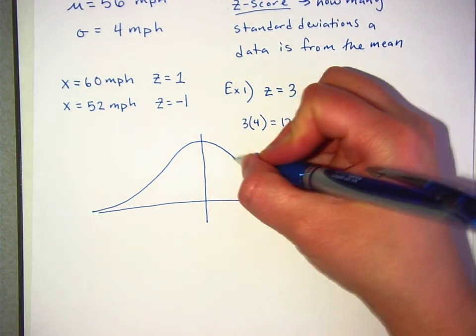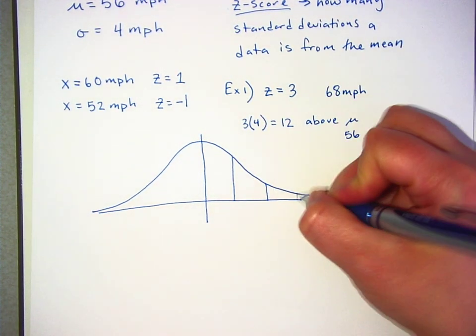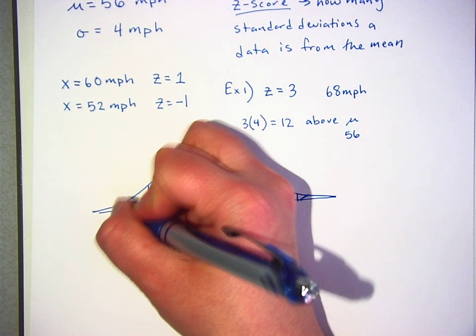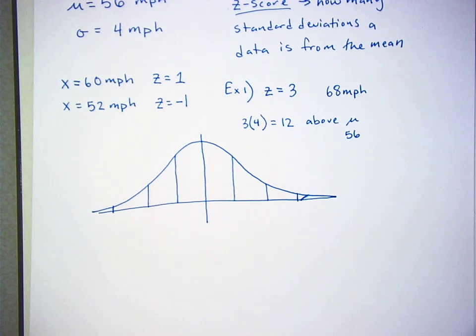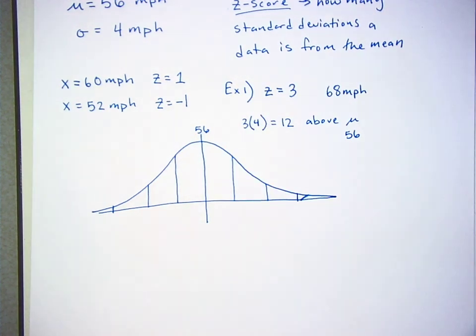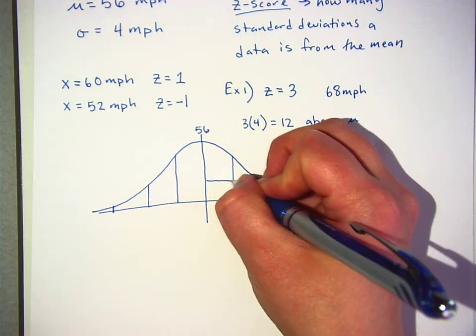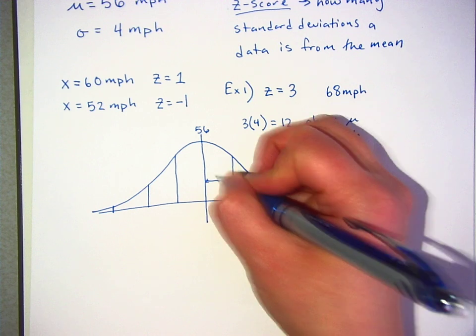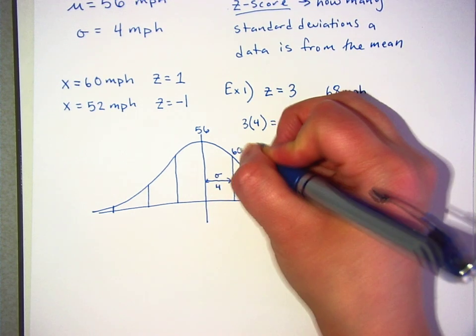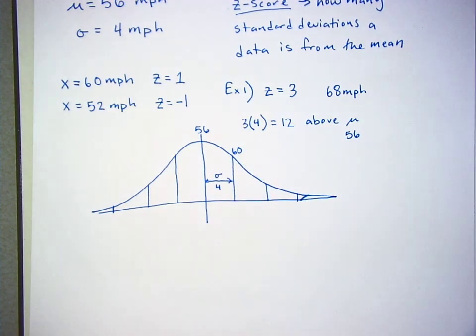Okay. Draw a bell curve, have a mean in the middle, and then put 3 lines like that. So we have that the mean was 56 miles per hour, right? And that each standard deviation, every sigma, is 4. So if they were 1 standard deviation above the mean, they'd be at 60. Is everybody understanding this so far?